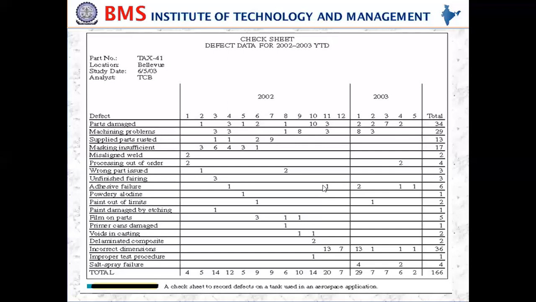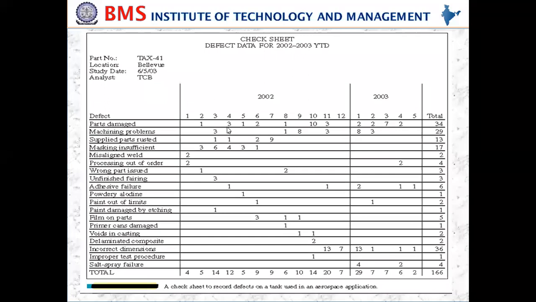So this is what we discussed yesterday about the check sheet, which is defect data collected for a particular part number, mentioned as tank EX 41, and the location, the date, and the name of the analyst are also mentioned. Here the different types of defects to be considered in the inspection of a tank are listed, and generally these defects appear. For parts damage, there are two parts damaged with one defect, and in one particular part, four defects.